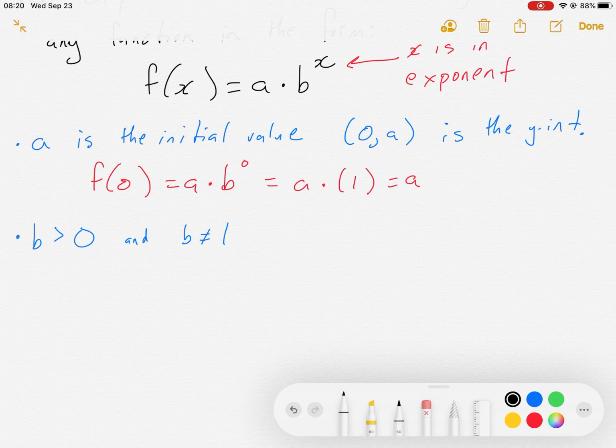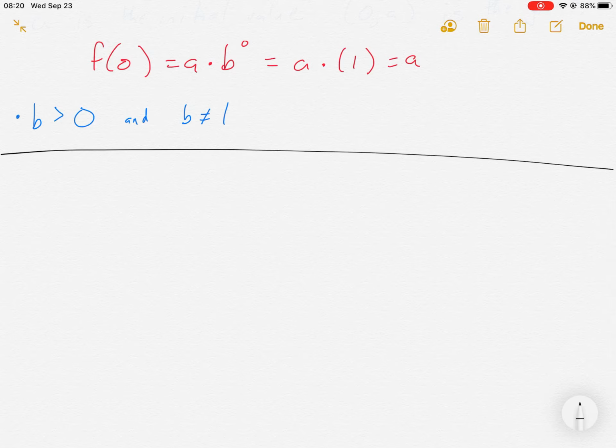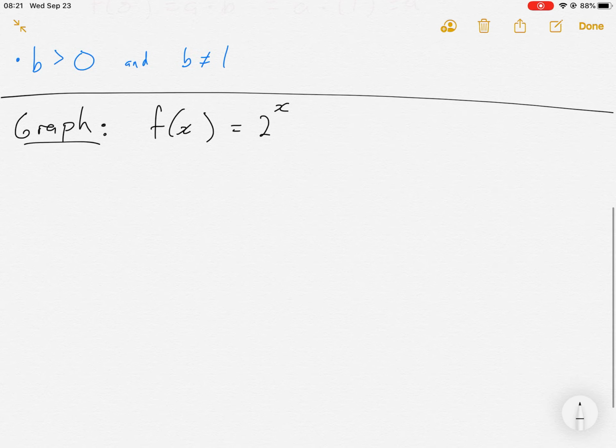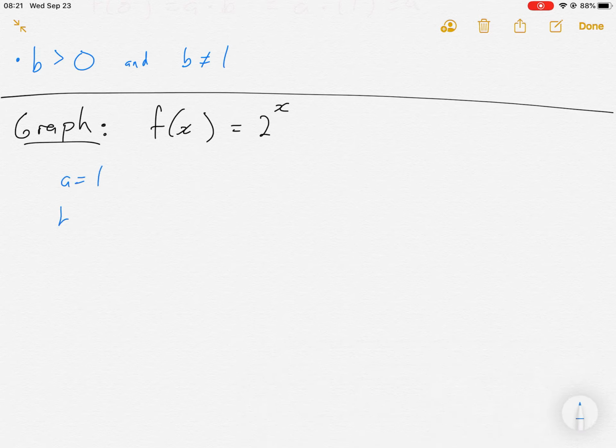So let's start off, now that we've defined it, let's talk about a graph and define a couple key features of the graph. So when I graph an exponent, I always like to start off with the function 2 to the power of x. This is a pretty common one because this represents doubling. Everything is being multiplied by 2 over and over again. So we're going to go ahead and graph this function. Notice that a in this case is just 1, that's why I didn't include it, and b is 2.